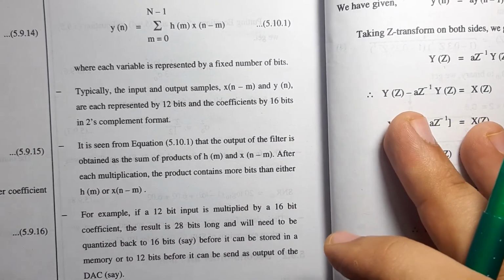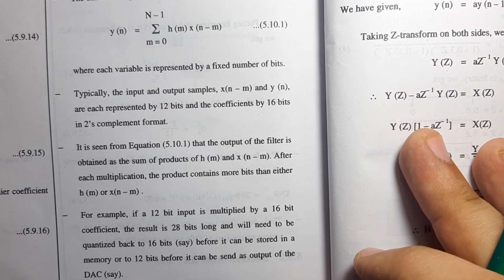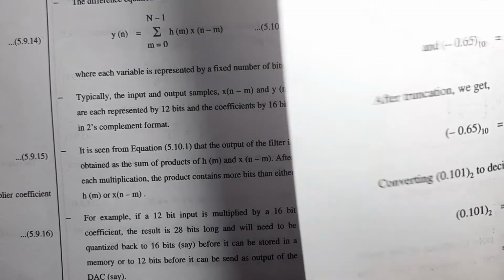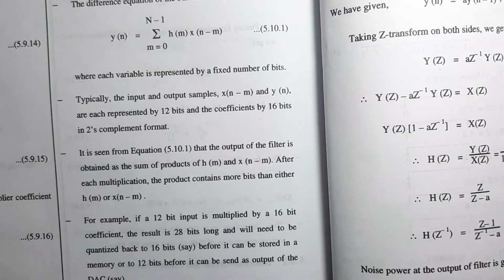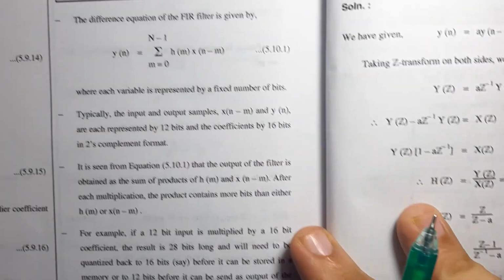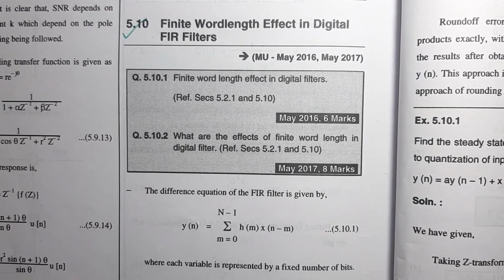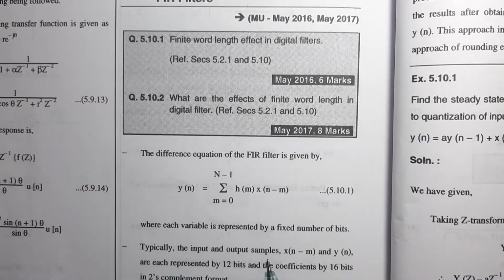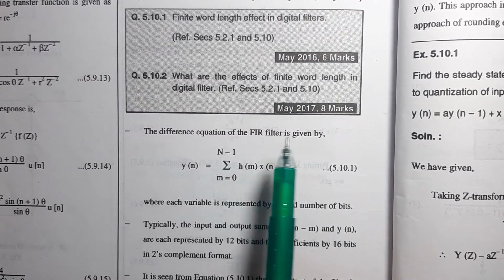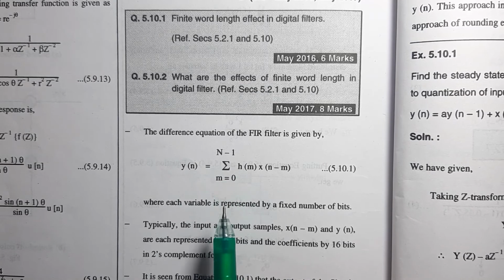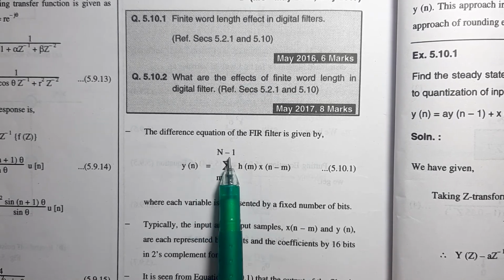Let us take one more topic, so that it becomes easier for us to understand, and we will be proceeding up with a numerical. So yes, now finite word length in digital FIR filters. Now what do we mean by that? Now the difference equation of the FIR filter is given by y of n, which is equals to the summation of m equals to 0 to N minus 1.